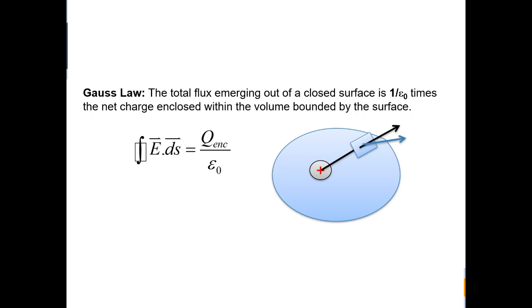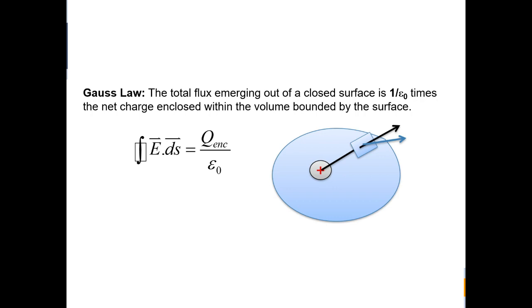A more practical mathematical definition of flux is the surface integral of electric field over a complete surface area, and that can be represented by this loop integral. Of course, here in the graphic it's not looking like a loop, but this is a loop integral of E dot ds. E dot ds is the dot product of electric field and the area.